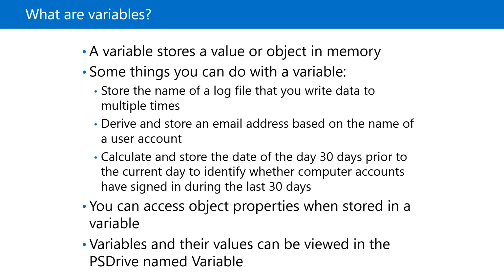So we can see some of the things we can do with a variable. First, we can store the name of a log file that we are writing data to multiple times, and also we can derive and store the email address based on the name of the user account. These are just examples, so we can achieve multiple things, like calculating and storing the date of the day 30 days prior to the current day. Using that, we can identify whether computer accounts have signed in during the last 30 days.